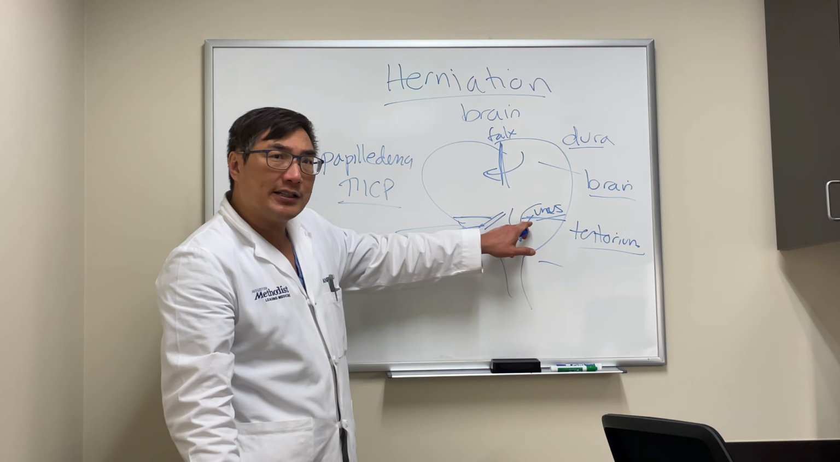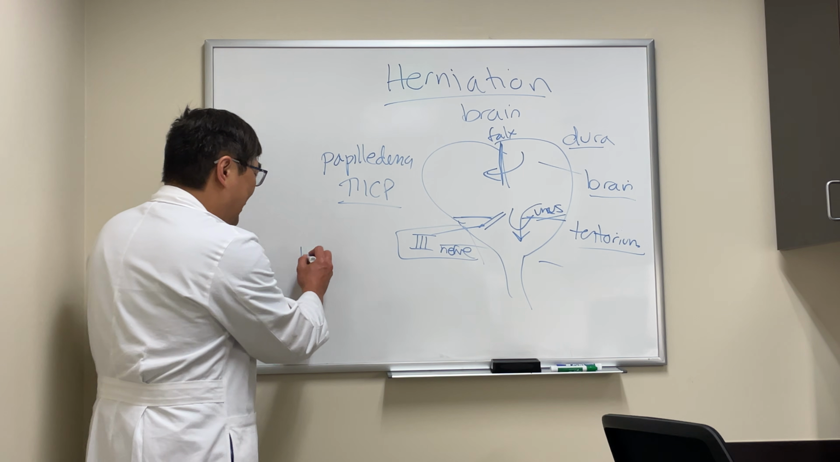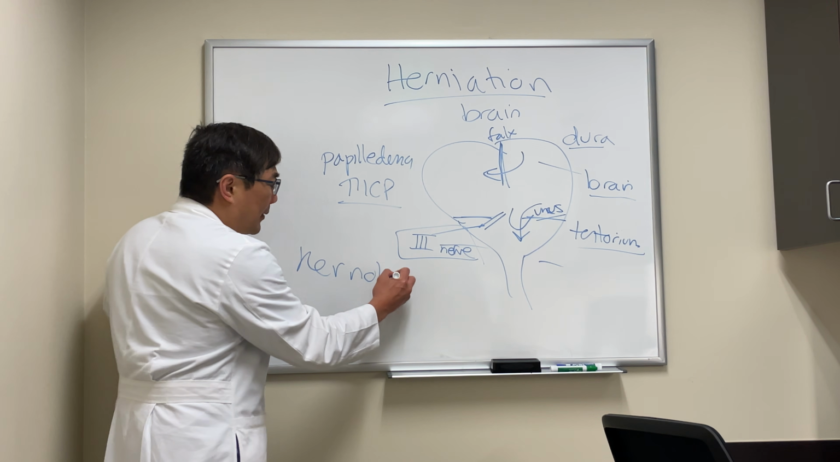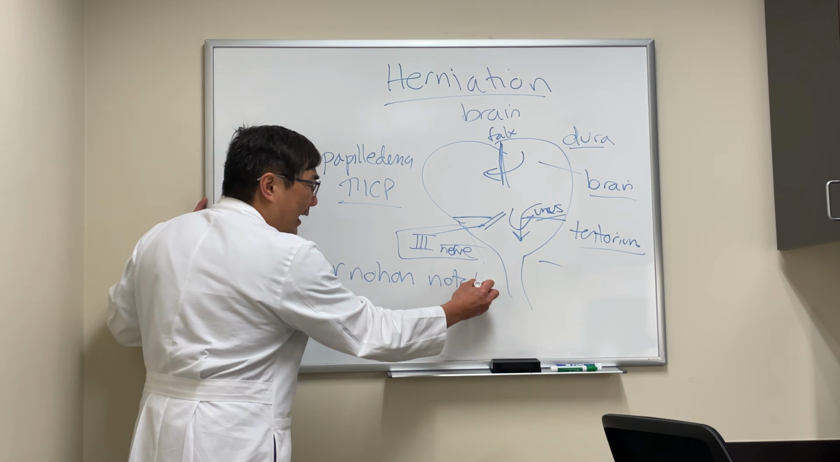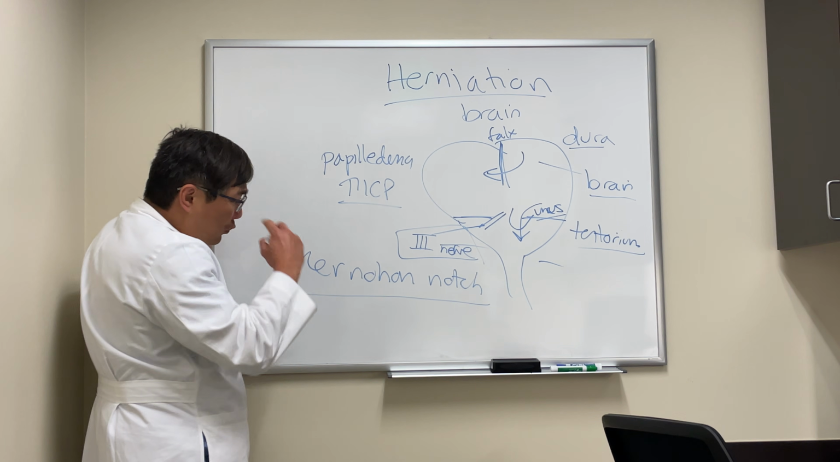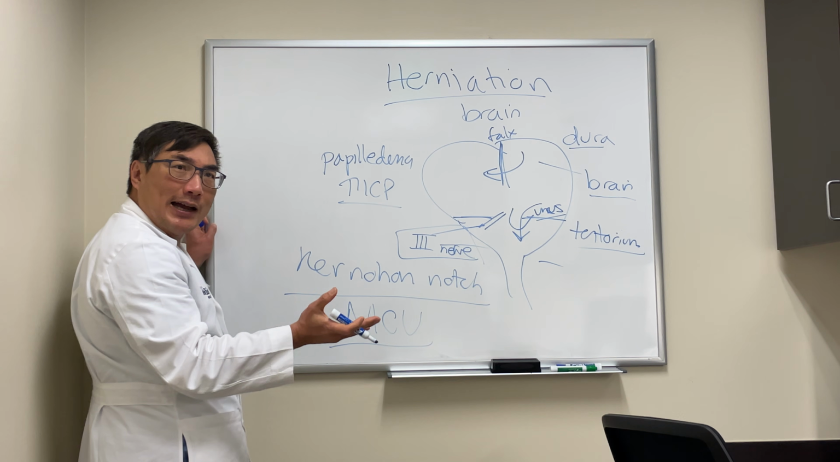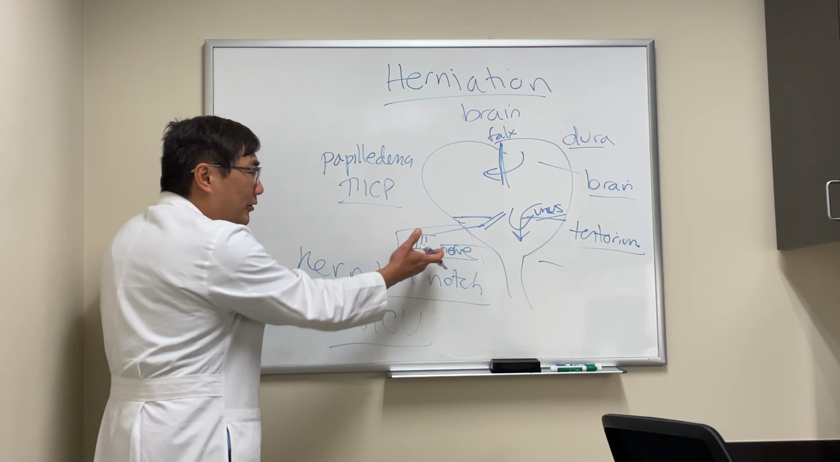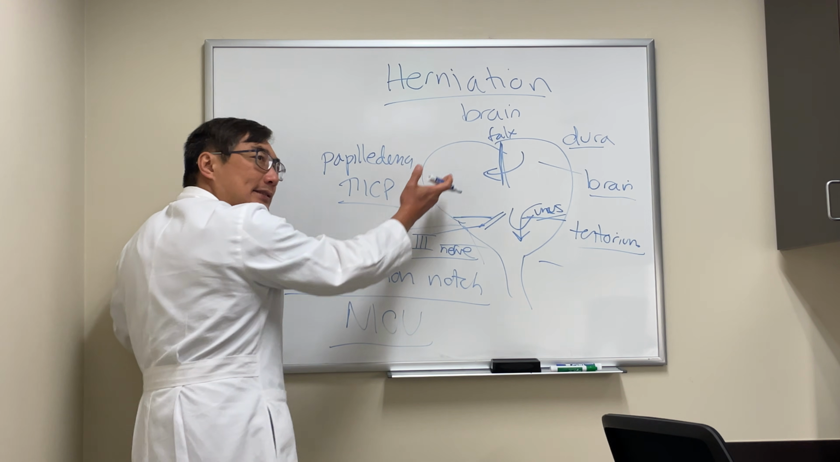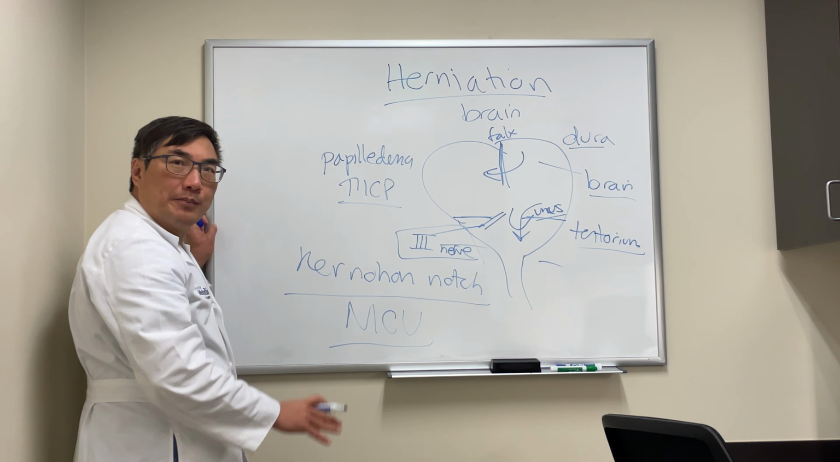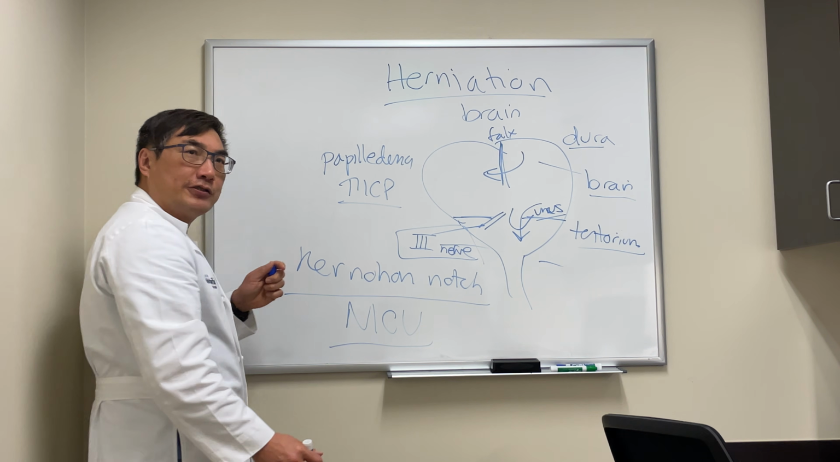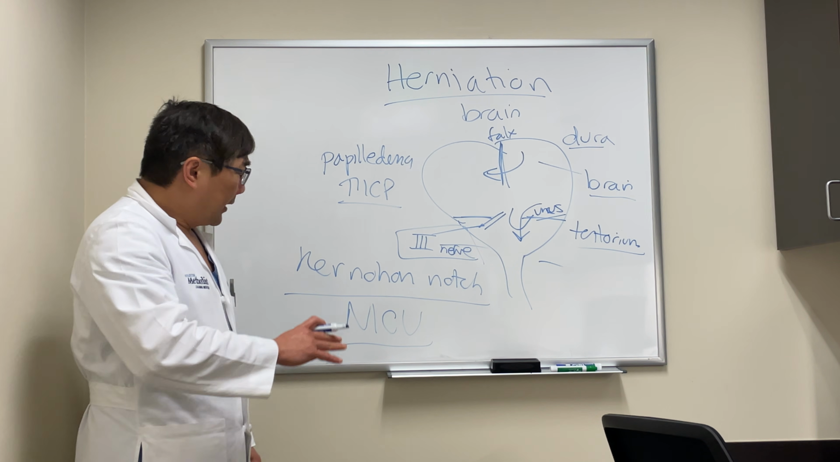This notch in the tentorium is called the Kernohan notch, and so this is sometimes referred to as the Kernohan notch phenomenon. That's why in the neurosurgical ICU, they don't really allow you to put dilating drops in the person, because they're looking for this blown pupil as a sign clinically of herniation. So we don't put dilating drops in the neurosurgical ICU patients.